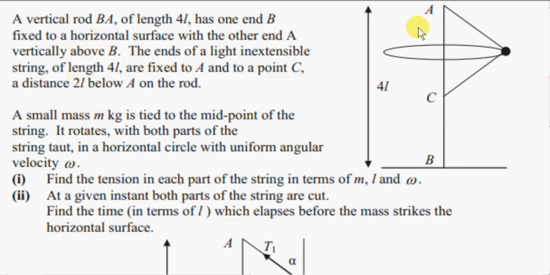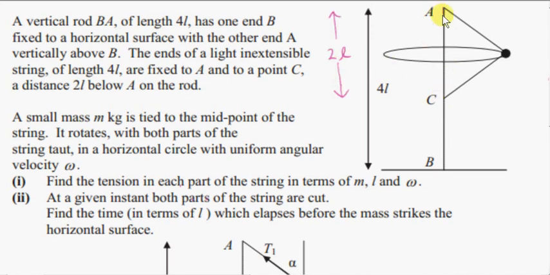A vertical rod BA of length 4L has one end B fixed to a horizontal surface with the other end A vertically above B. The ends of a light inextensible string of length 4L are fixed to A and to a point C, a distance 2L below A on the rod. So this distance here is 2L. We have one continuous piece of string of length 4L.